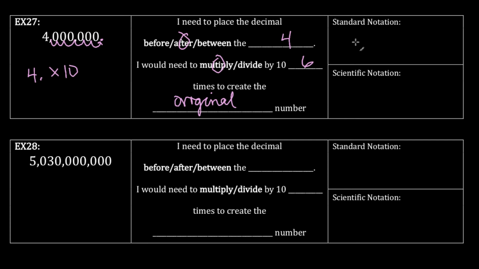So my standard notation was 4 million, and in scientific notation it is 4 times 10 to the 6th power. I forgot to put that 6 again.